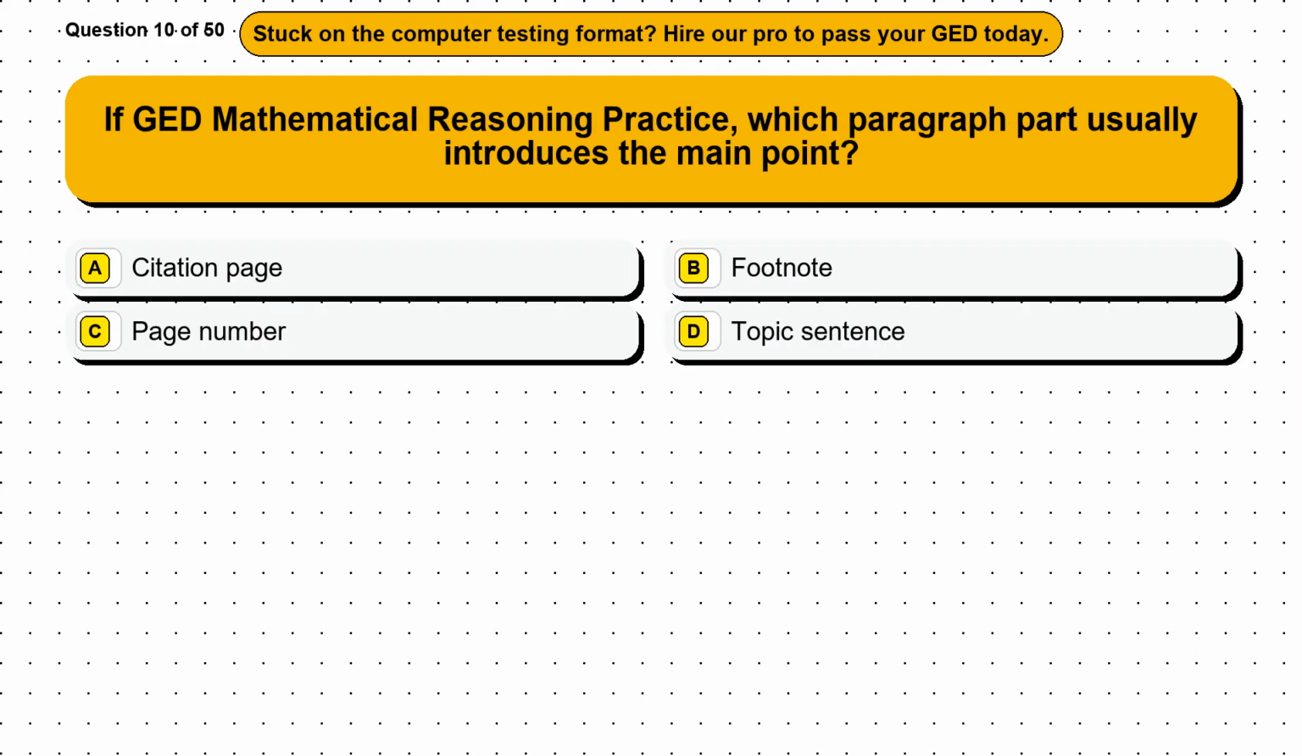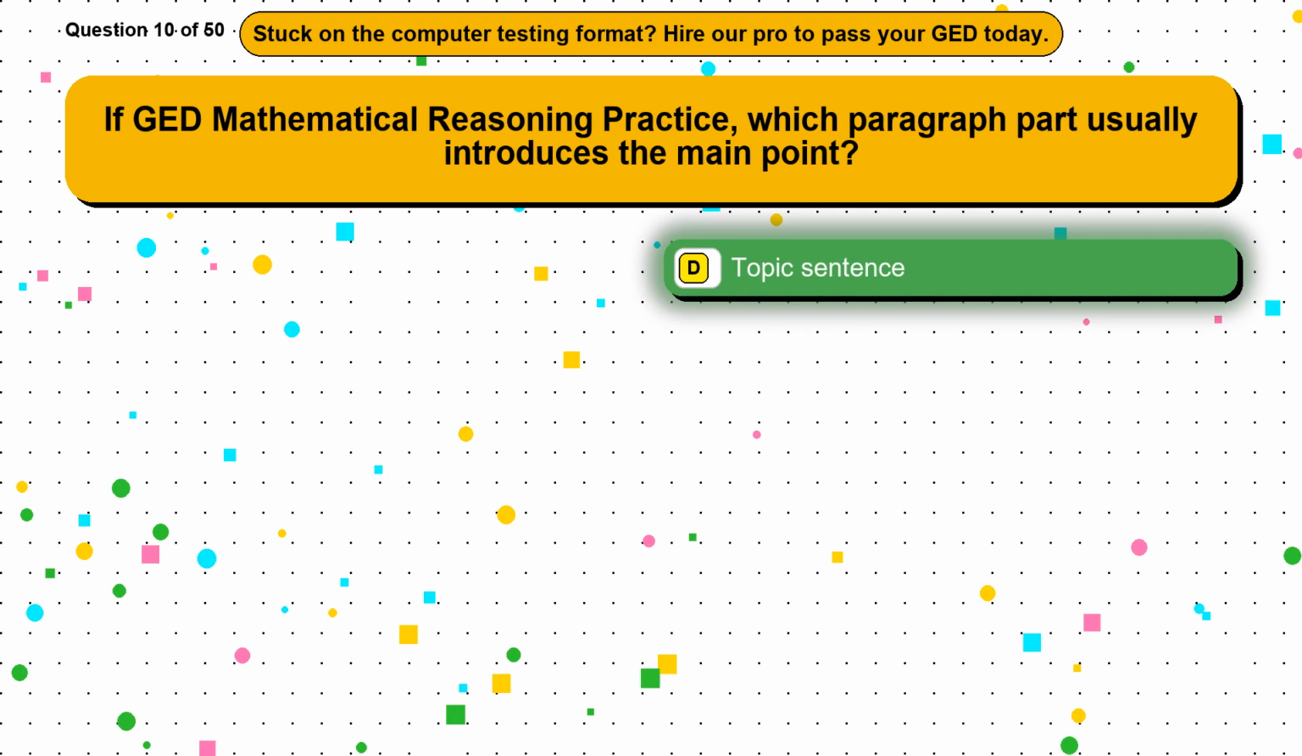Question 10. If GED Mathematical Reasoning Practice, which paragraph part usually introduces the main point? Option A, citation page. Option B, footnote. Option C, page number. Option D, topic sentence. The correct answer is option D.